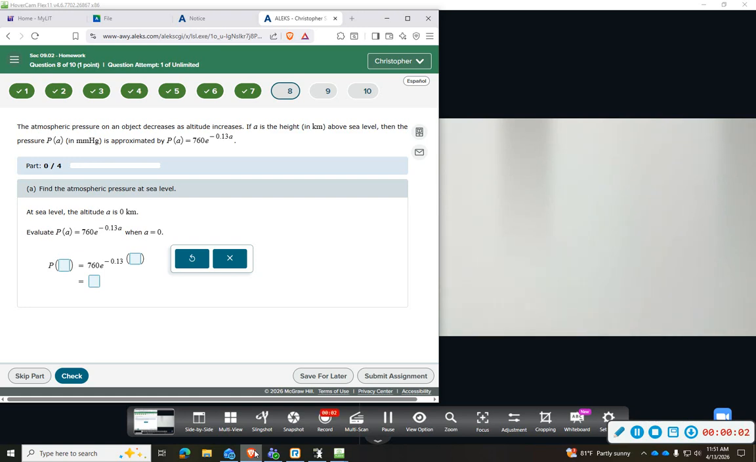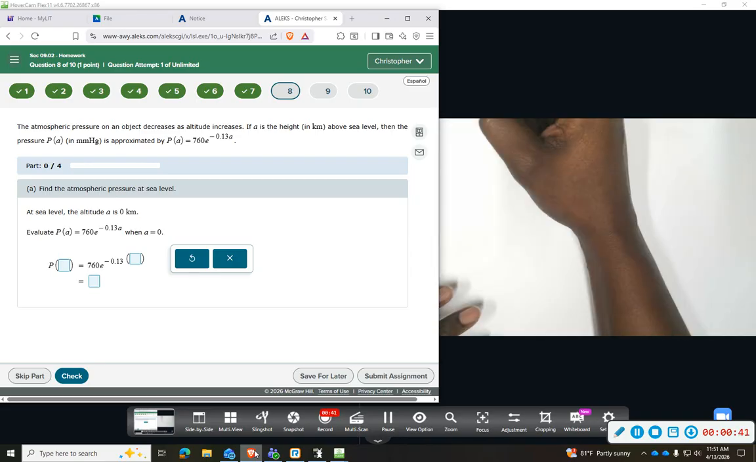All right, number 8 says the atmospheric pressure on an object decreases as altitude increases. If A is the height in kilometers above sea level, then the pressure, P of A, in millimeters of mercury, mmHg, is approximated by P of A equals 760 times e raised to the negative 0.13 times A. We're going to find the atmospheric pressure at sea level. And so they say sea level, the altitude is 0 km.